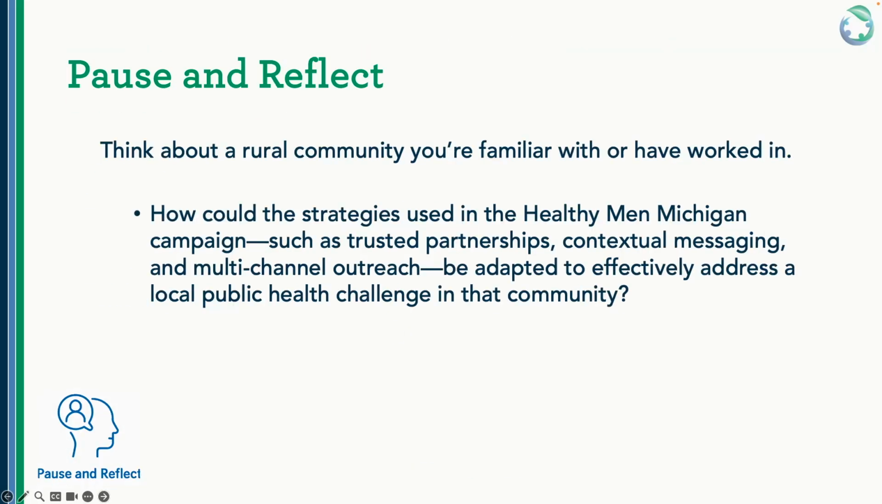Now, take a moment for reflection. Think about a rural community you're familiar with or have worked in. Ask yourself, how could the strategies used in the Healthy Men Michigan campaign, such as trusted partnerships, contextual messaging, and multi-channel outreach, be adapted to effectively address a local public health challenge in that community? Take a few minutes to jot down your ideas. When you're ready to continue, press play and we'll continue with the lesson.